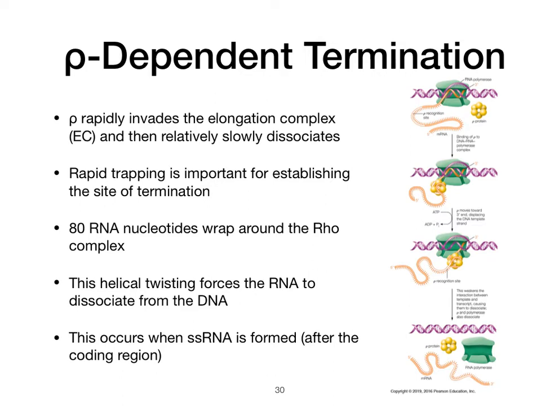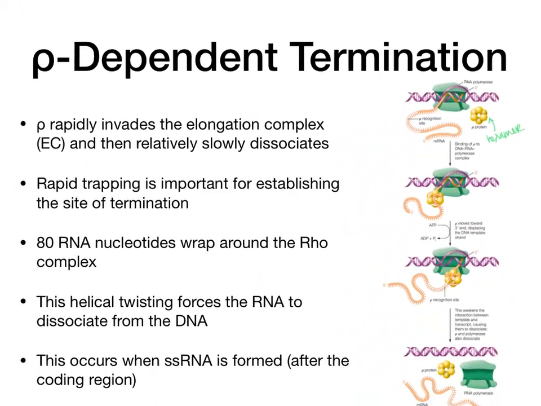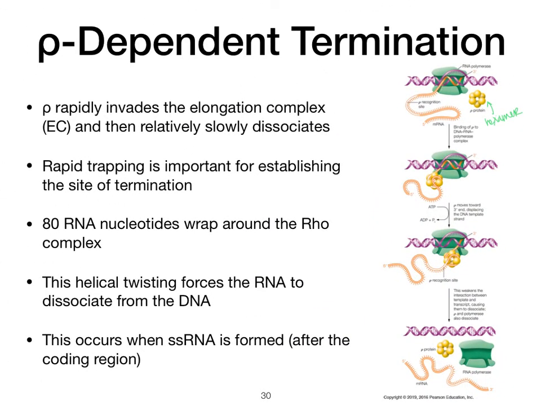So if you remember, the sigma subunit has left, NusA has come in, and it's encouraging the pausing at a hairpin. So the elongation complex is just moving along. So the rapid trapping of the elongation complex is important to establish termination. 80 RNA nucleotides wrap around the rho complex, which is, as we see over here, our rho protein, and it is a hexamer. Just a reminder, hexamers are 6 subunit proteins, and in this case, we will come to see that they are 6 identical subunits. So 80 nucleotides wrap around the rho complex.